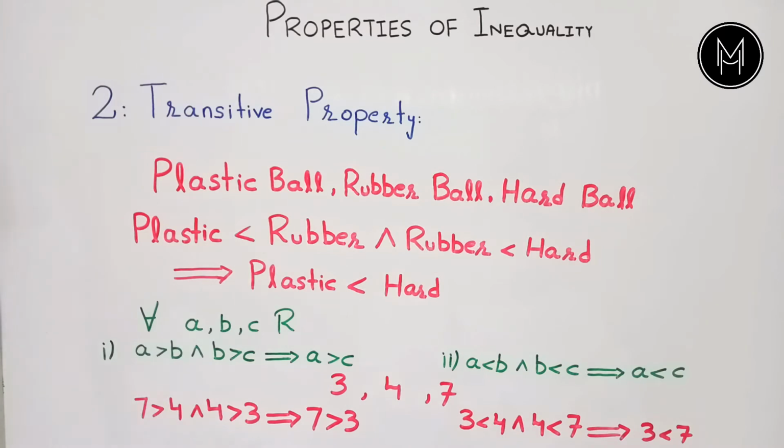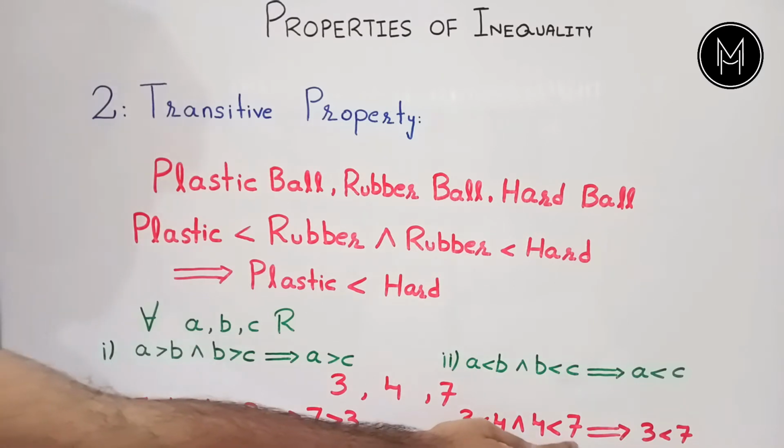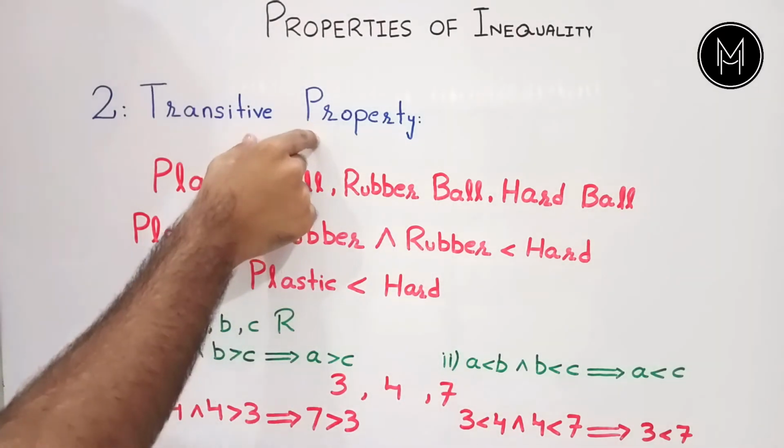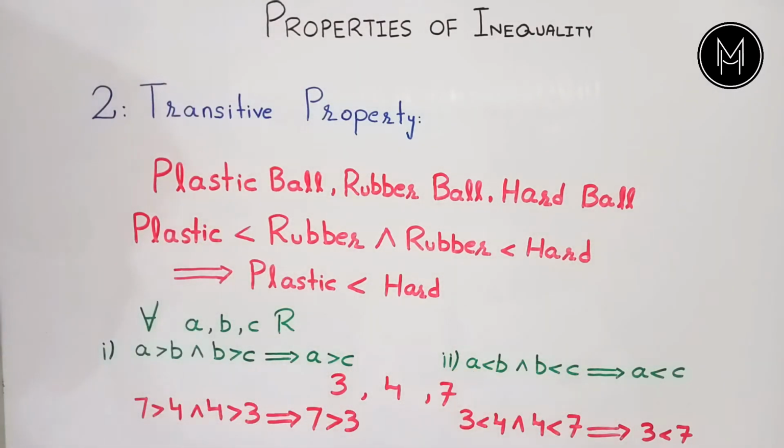Let's say we have three real numbers 3, 4 and 7. For the first condition, if we say 7 is greater than 4 and 4 is greater than 3, then we can surely say that 7 is also greater than 3, and that is true. And if we move from low to high and say 3 is less than 4 and 4 is less than 7, then we can make the assumption according to the transitive property that 3 is also less than 7, and this is true.